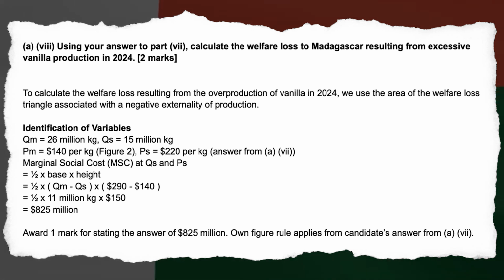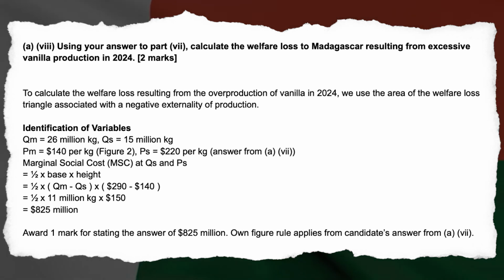A7. Using this information, draw the marginal social cost (MSC) curve on Figure 2, 1 mark. Award 1 mark for drawing the correct MSC curve as shown. A8. Using your answer to Part 7, calculate the welfare loss to Madagascar resulting from excessive vanilla production in 2024, 2 marks. To calculate the welfare loss resulting from the overproduction of vanilla in 2024, we use the area of the welfare loss triangle associated with a negative externality of production.